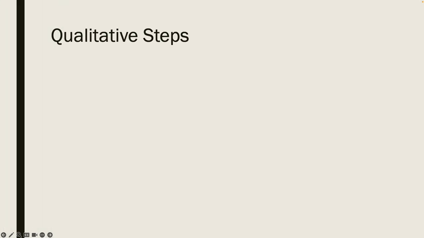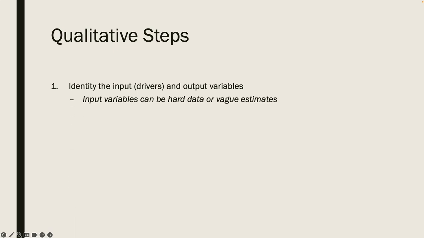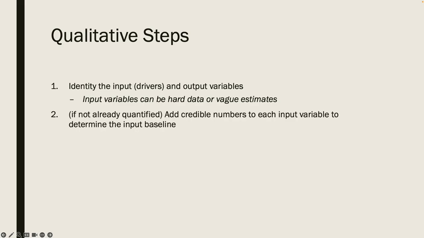So what are the qualitative steps involved? When beginning sensitivity analysis, you must first identify both the input and output variables. These input variables can be hard, verifiable data or rough estimates. Next, if the data isn't already quantified, add credible numbers to each input variable to determine the input baseline.